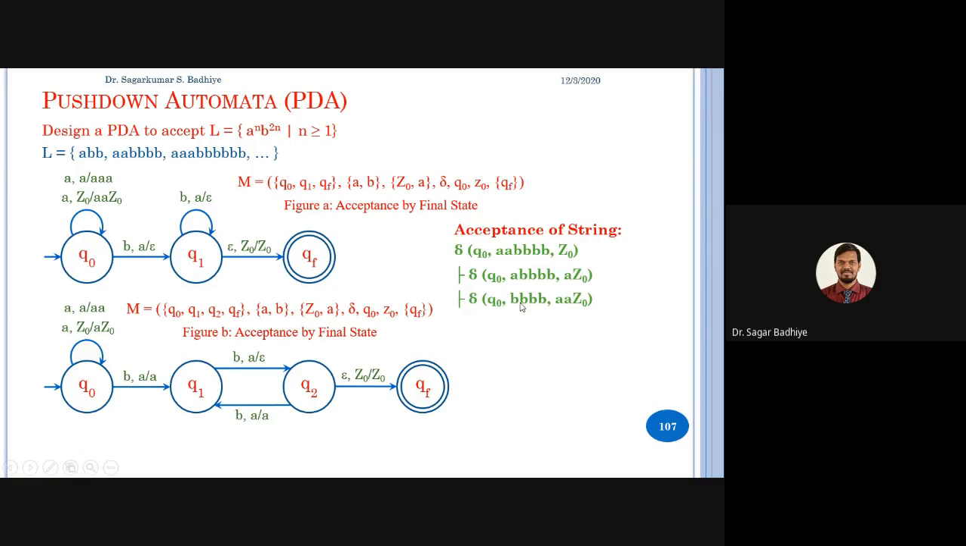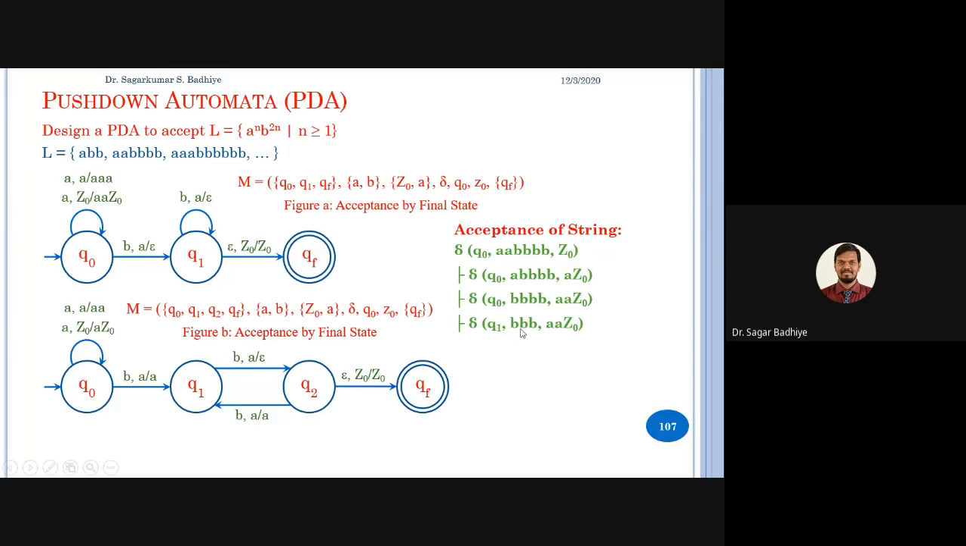Right, move the read head. Simply I'll move the read head and let the stack be as it is. So this stack will be like this only, A is Z0, but the input string will now change. So the input string is remaining, that is B B B, and I have moved to a state Q1 because this shows that I have started with B.